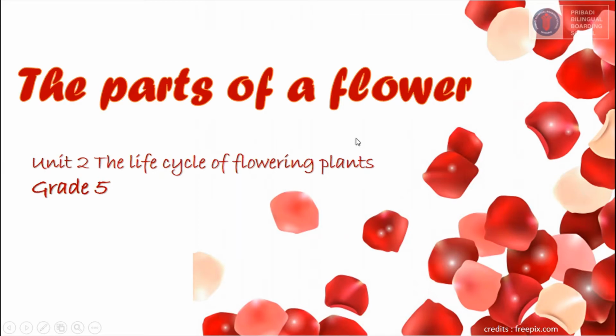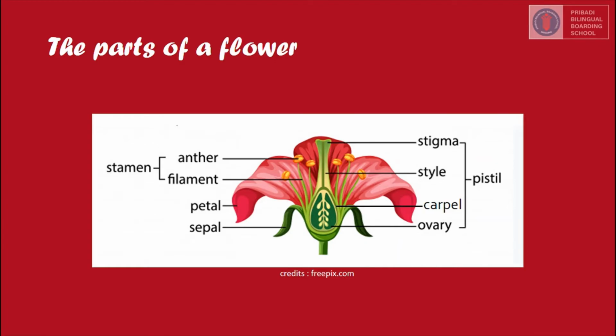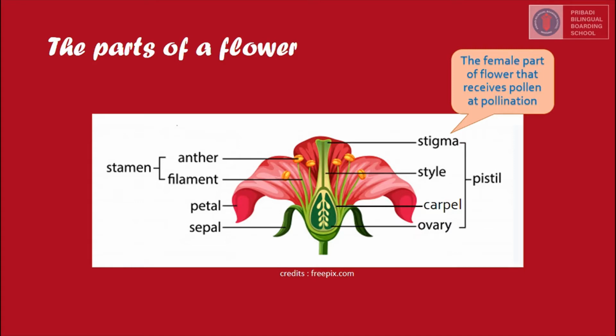Let's have a look. The first parts of a flower are the female parts, and also the male parts, and also the petal and sepal. Each of these parts of the flower has its own function. The first one is the stigma. Stigma is the female part of the flower that will receive pollen at pollination. It's like a small hole on the top of the tube.